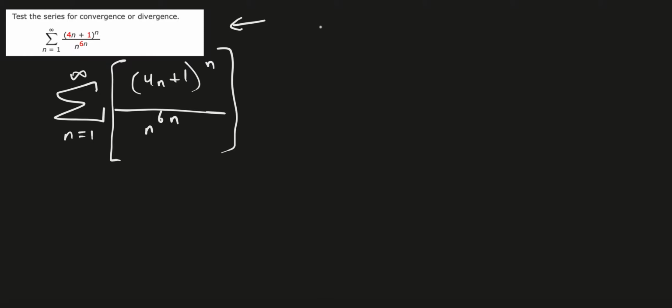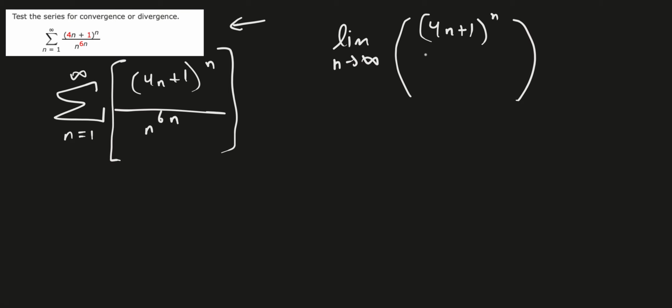So, okay, I'm going to rewrite this. So let's just go ahead and write this. Limit as n approaches infinity. We can take the absolute value of all of this, but we don't need the absolute value because as we approach infinity, it's going to be positive. So I'm actually just going to exclude that here. So it's going to be (4n plus 1) raised to the nth power divided by n to the 6n.